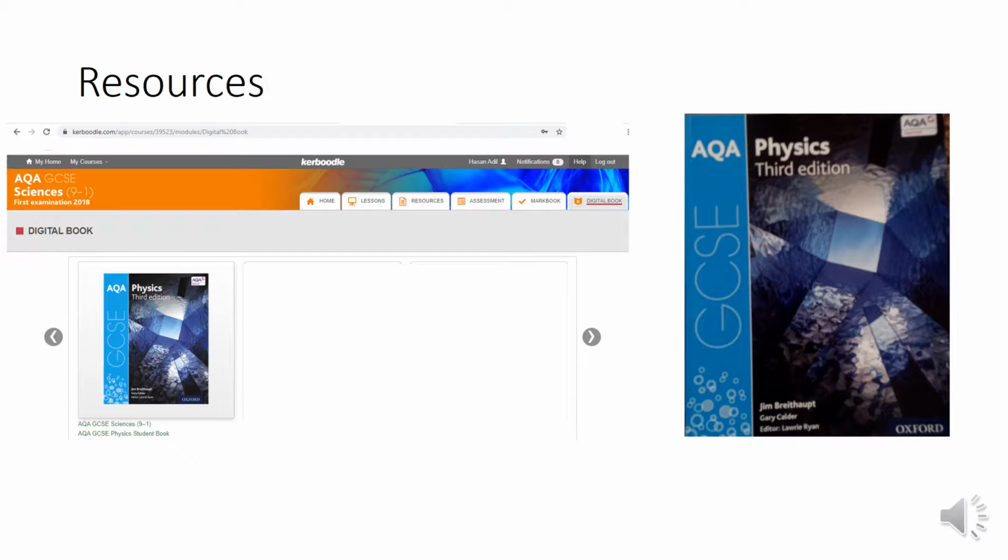This is the Oxford textbook. I believe that the textbooks they produce are very relevant and cover everything that you need to know for the exam. This is an example for the AQA Oxford textbook. If you want to buy one, then you can get one from eBay, for example, the newest copy. Or if your school does have a subscription to Kerboodle, this website here, then you can go to the digital book section and open up your physics textbook from here.